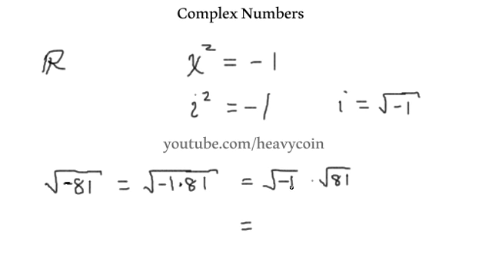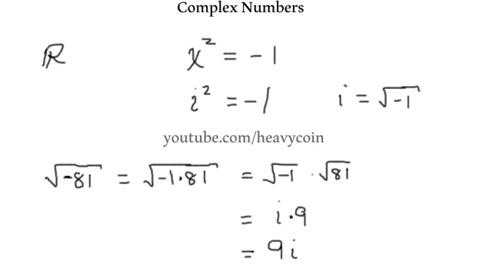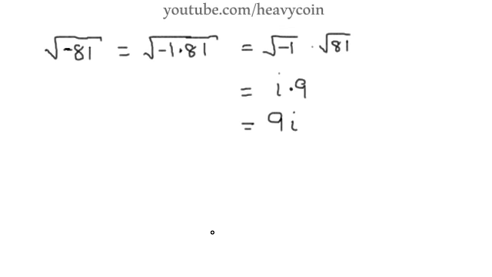Now, what did I say the square root of -1 was? It's i. And the square root of 81 is 9. However, we would normally write it like this, 9i. That's more the standard form there. So the square root of -81 is 9i. I know it sounds strange, but that's what it is.